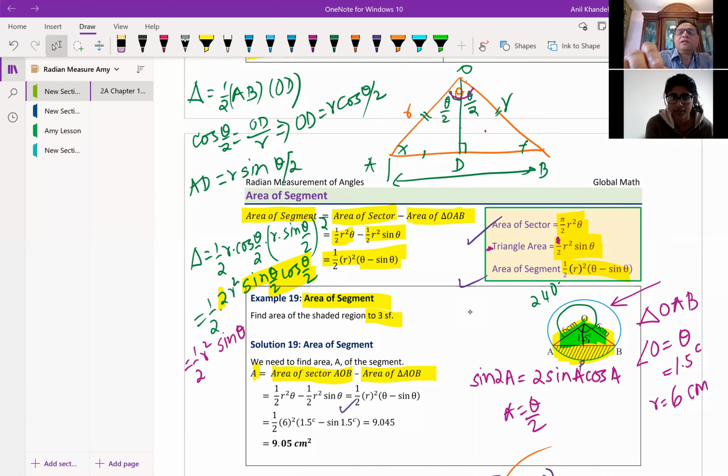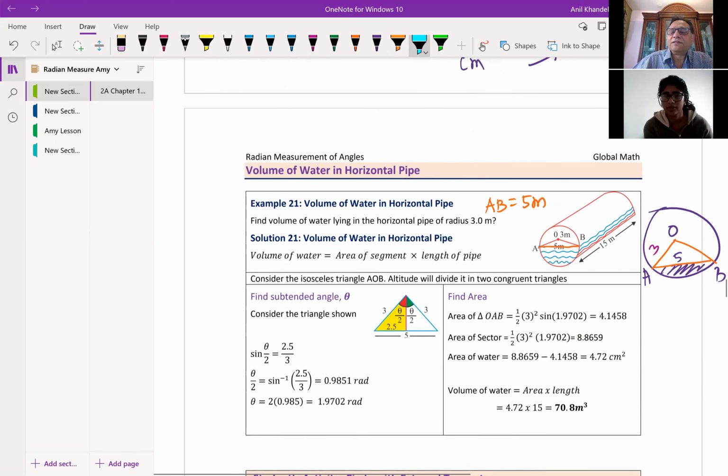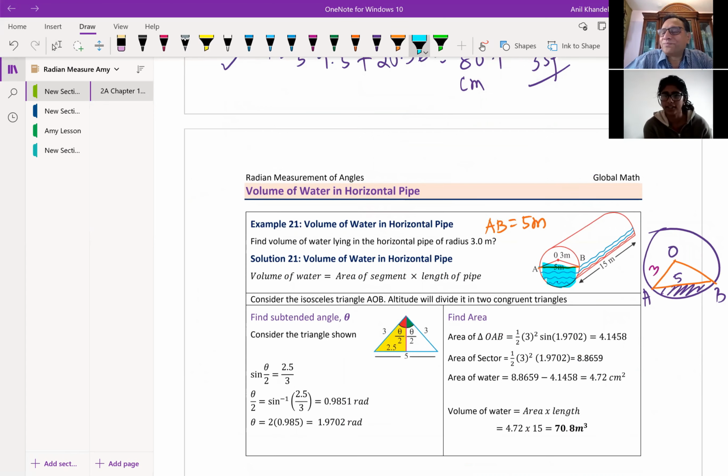So I would like you to actually use this formula directly, the area of the segment formula, which is half r squared times theta minus sine theta. That gives you the area of this portion. Do you see that? So I don't need to do any subtracting from anything. And then multiply with this length to get the volume. You are done in 2 minutes. Is that clear? It's really nice.